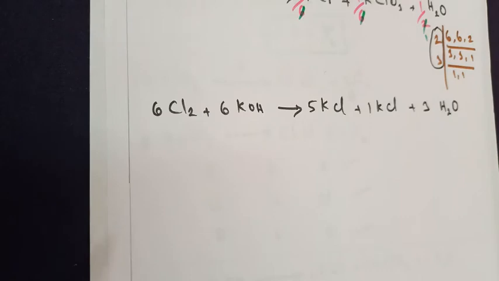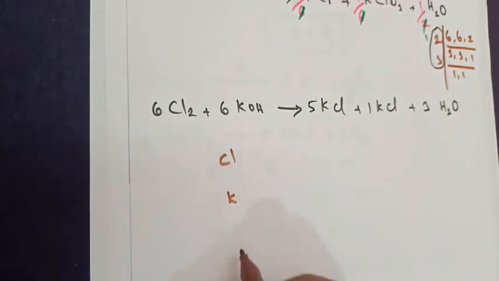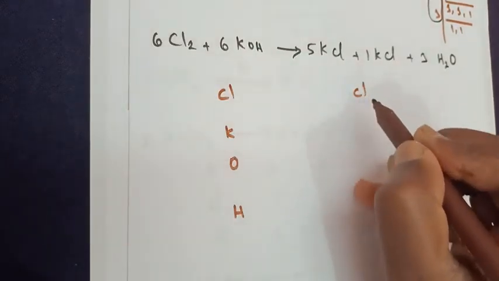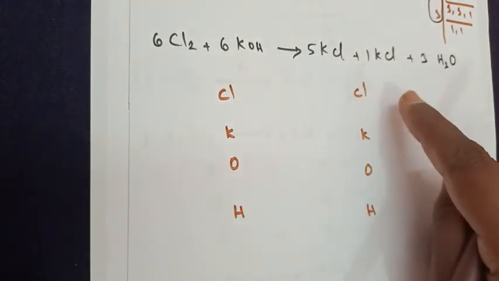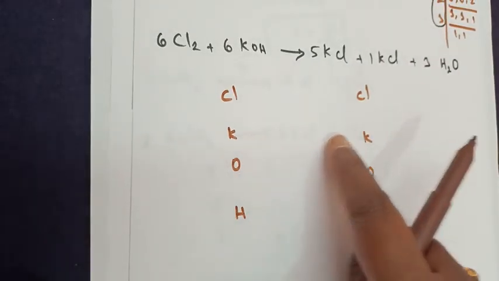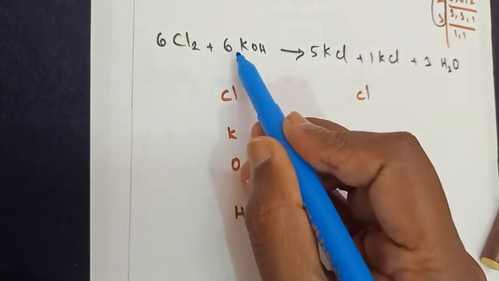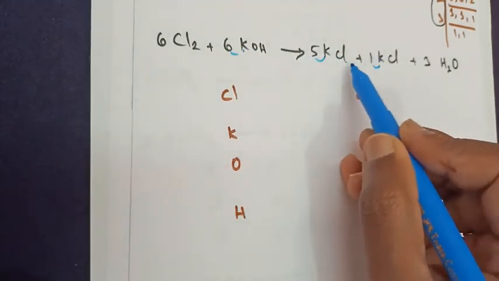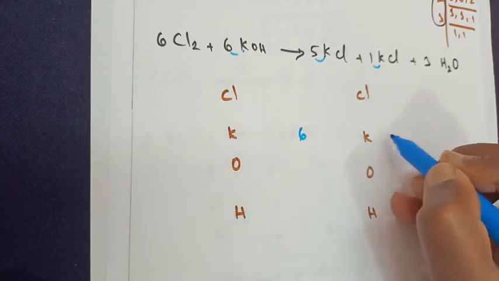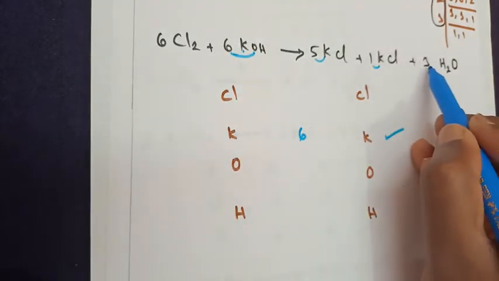Now let's go into balancing the given chemical entities. Chlorine you've got, potassium you've got, oxygen you've got and hydrogen. So similarly on the other side, chlorine, potassium, oxygen and hydrogen. Chlorine I'll come back to later. Meanwhile we'll balance the other elements. Potassium, how many times potassium do we have here? 6 times potassium. 5 times here, 1 time here. So 5 plus 1 gives us 6 times. It's balanced. Oxygen, oxygen is 6 times here.